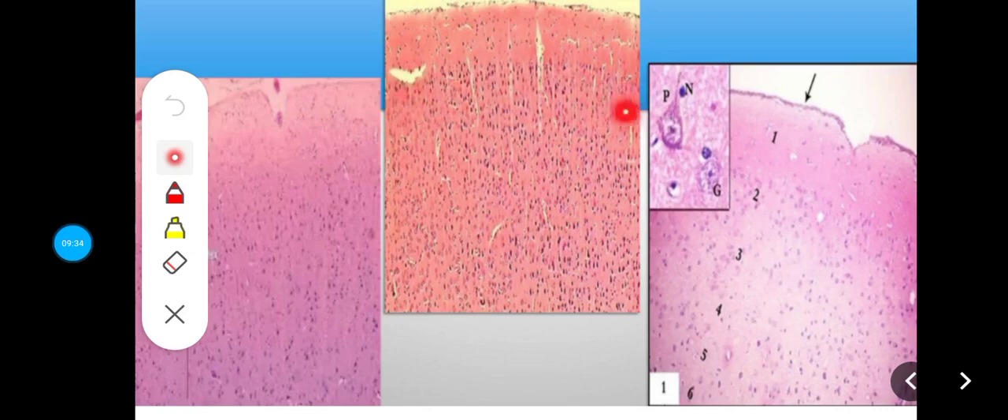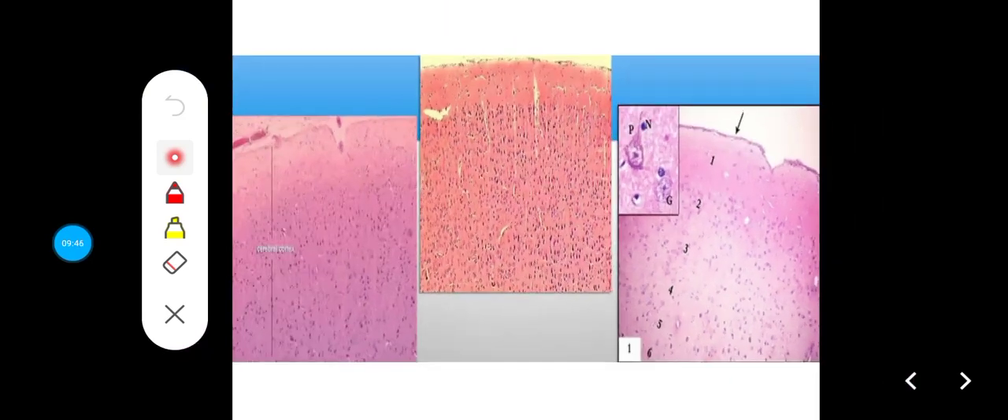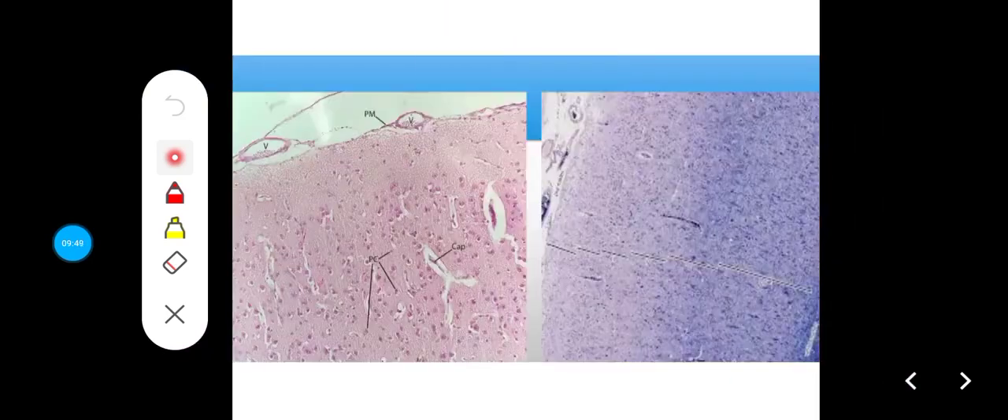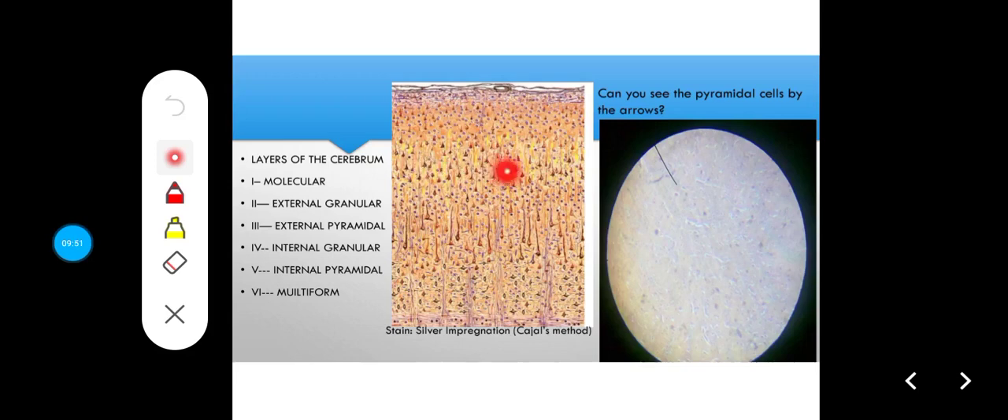Can you appreciate it? Then the layer just deep to the external granular layer is the pyramidal cell layer. Here you find large triangular cells, which are the pyramidal cells. So you see large triangular cells. This is a classic image, and you can appreciate the triangular pyramidal cells.